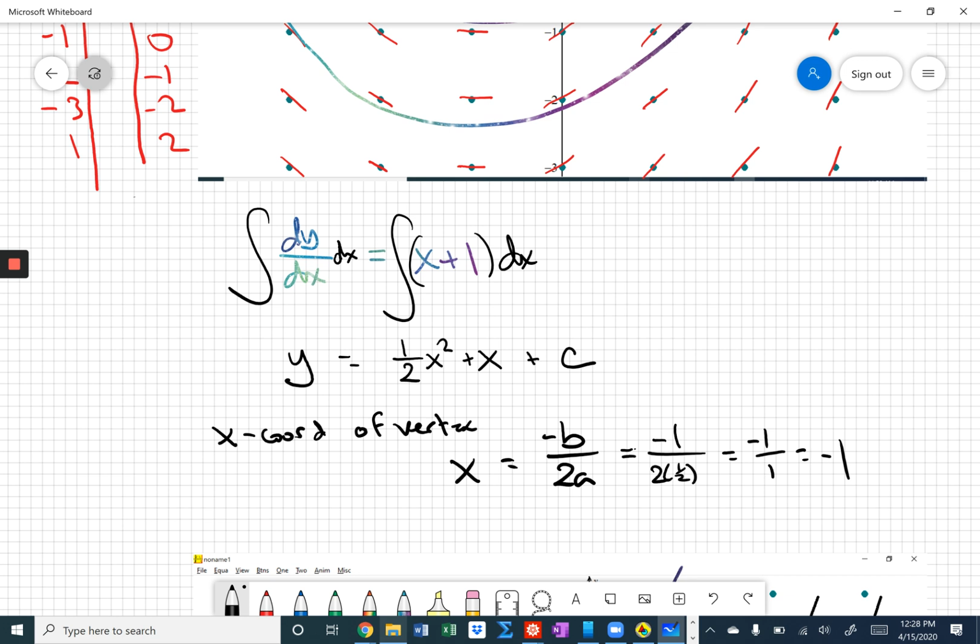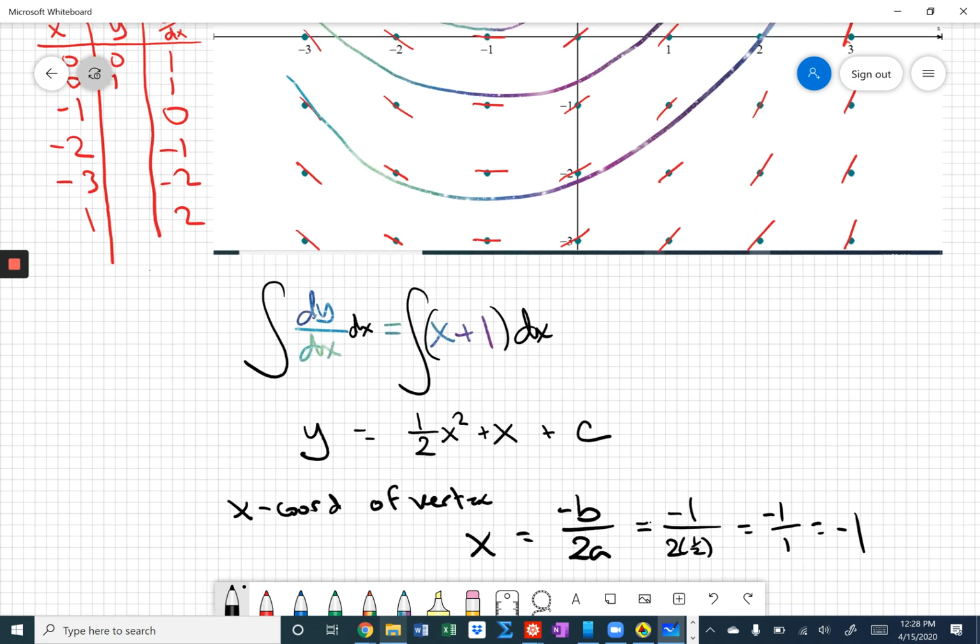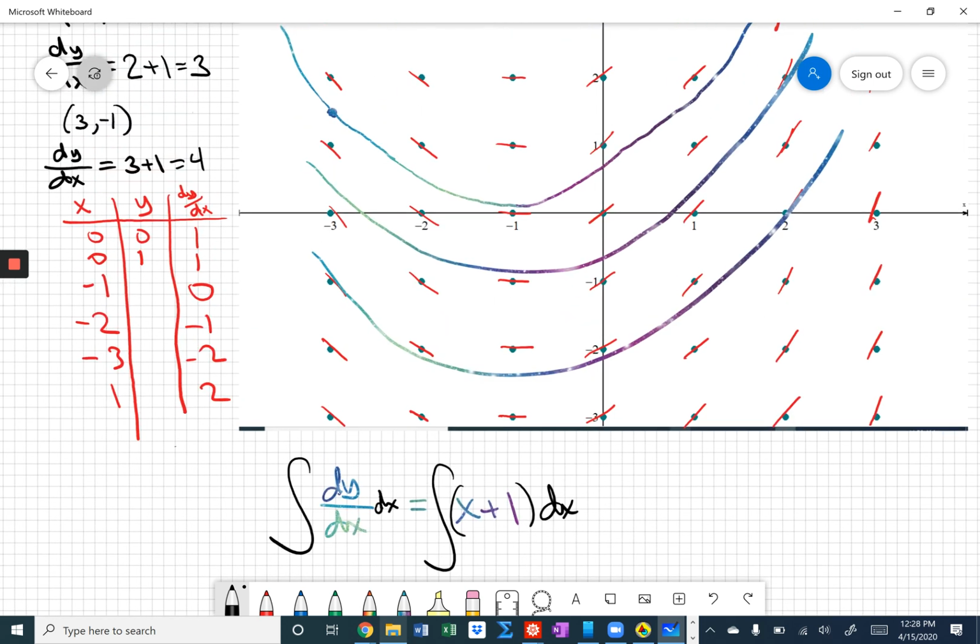The y-coordinate all depends on what the value of c is, but nonetheless, we did see that in the picture, and hopefully you're understanding a little bit better what you're looking at. So let me summarize, and then we'll have to work on more examples.